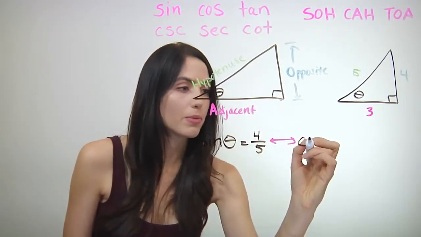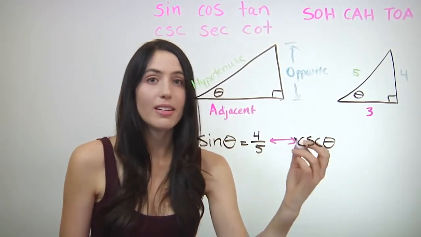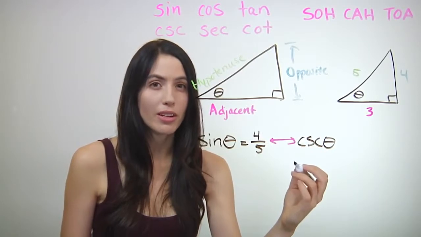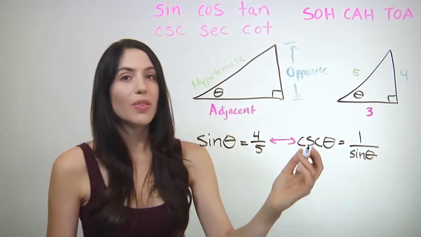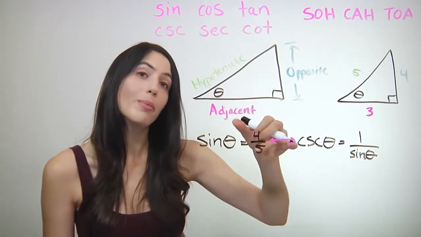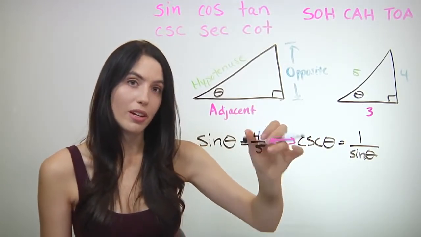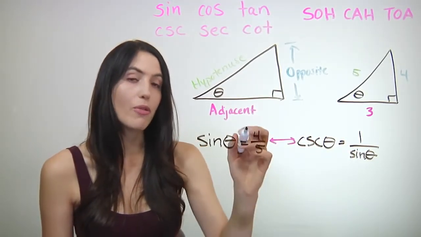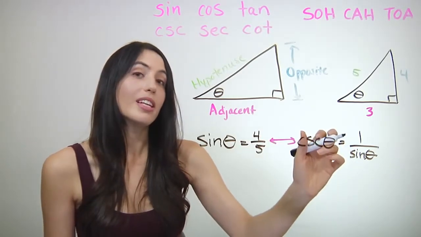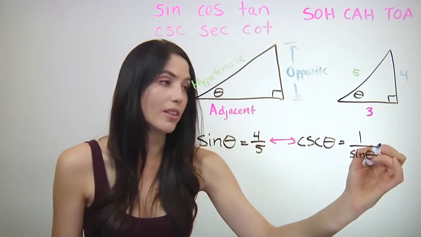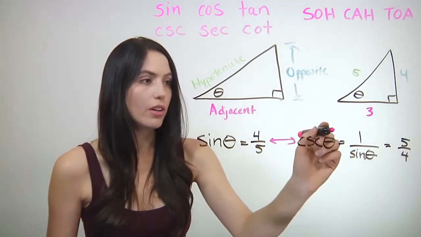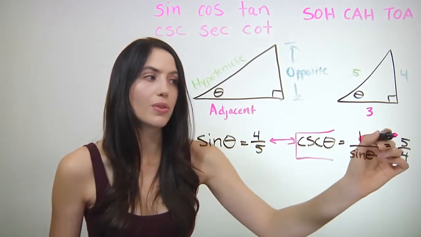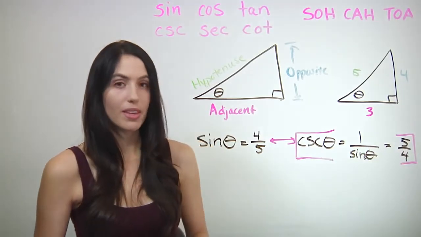Cosecant of theta is, by definition, 1 over sine theta. And what that really means is that you can just flip numerator and denominator of sine, flip top and bottom. So instead of 4 over 5, it's 5 over 4 for cosecant theta. So your cosecant theta equals 5/4.